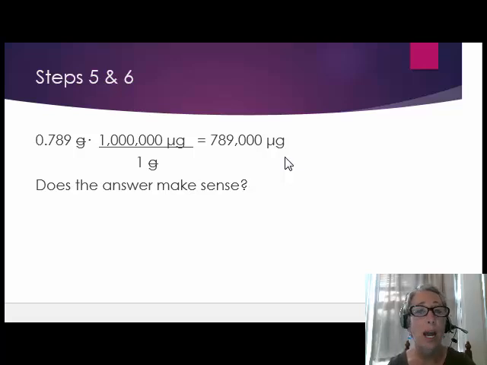Step 6 is to make sure our answer makes sense. Since a microgram is so much smaller than a gram, it makes sense that there are a large number of micrograms in even a fraction of a gram.